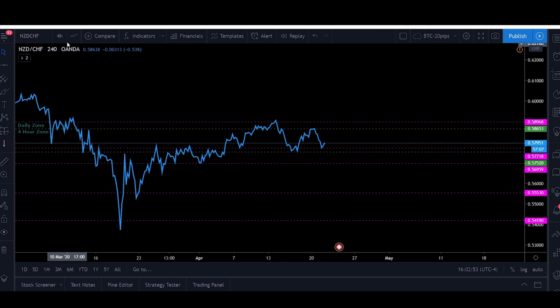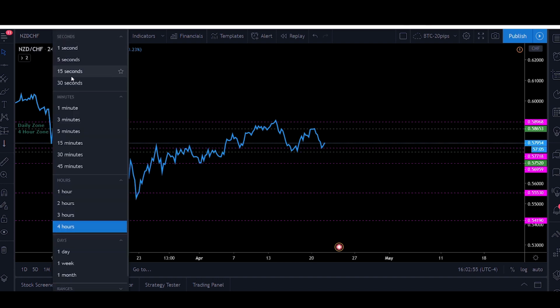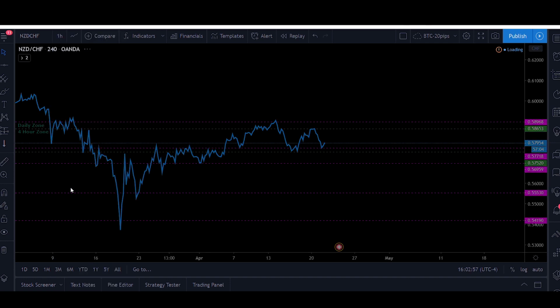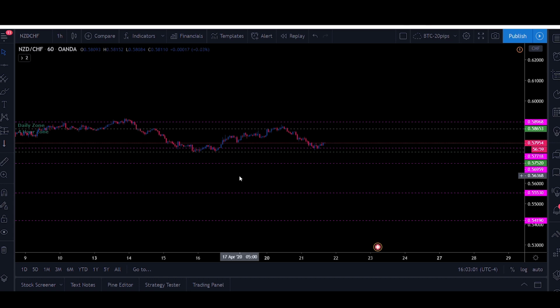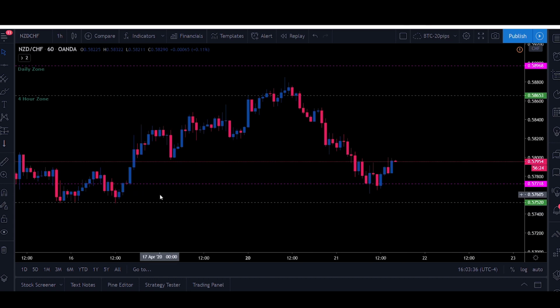Mark the lows. So now we're going to change this to the 1 hour, and then we are going to change this to candles. All right. You've marked up your zones and now you're just like, okay, what do I do now? This is what you do. You see this? This is support.